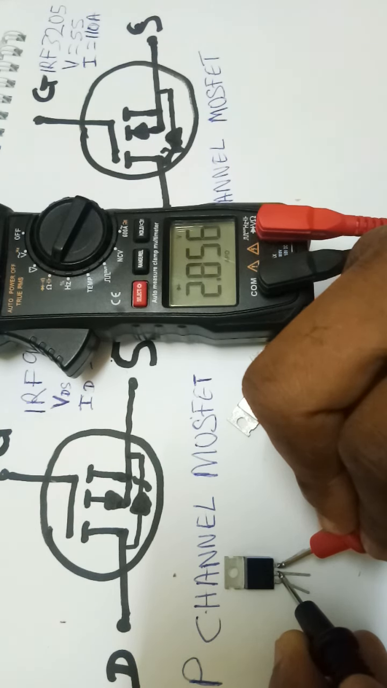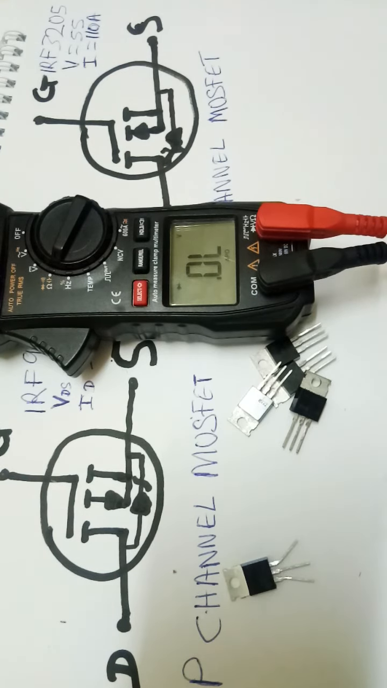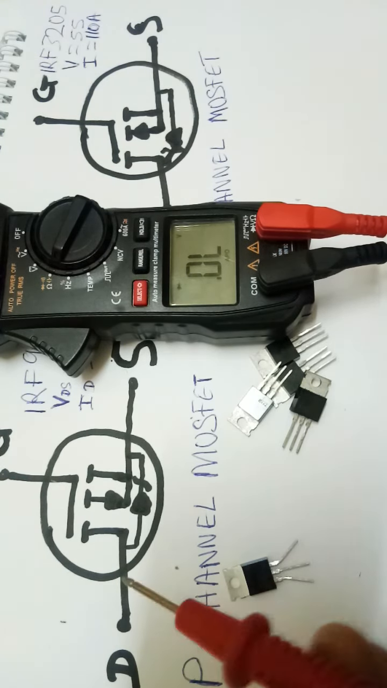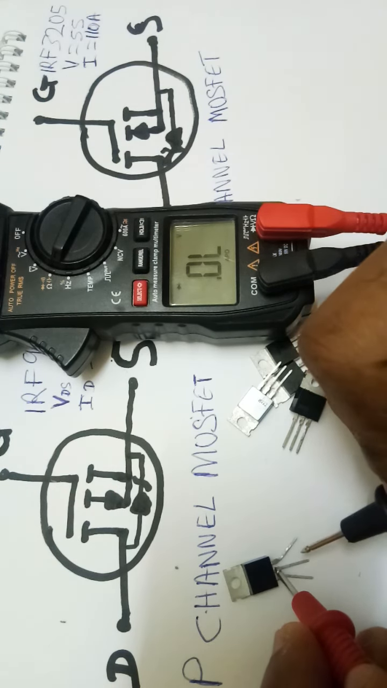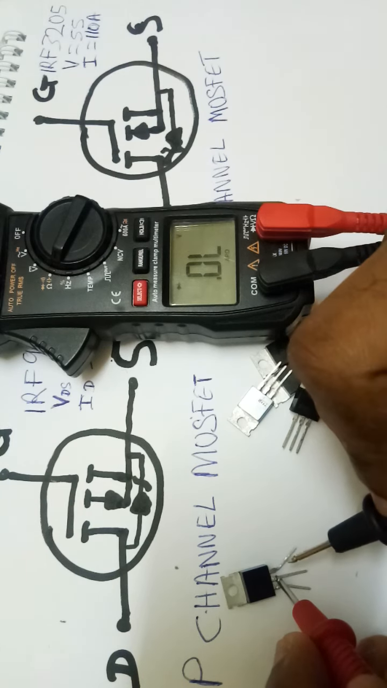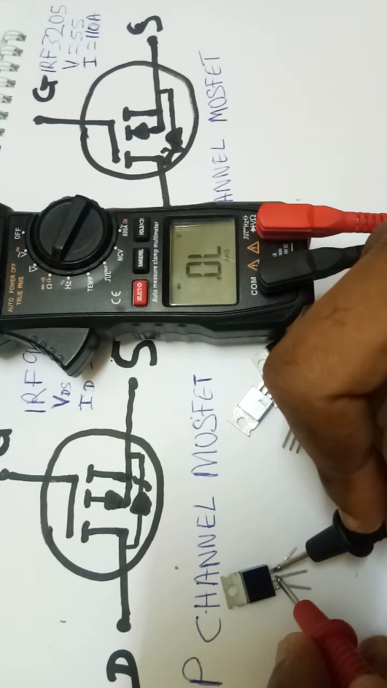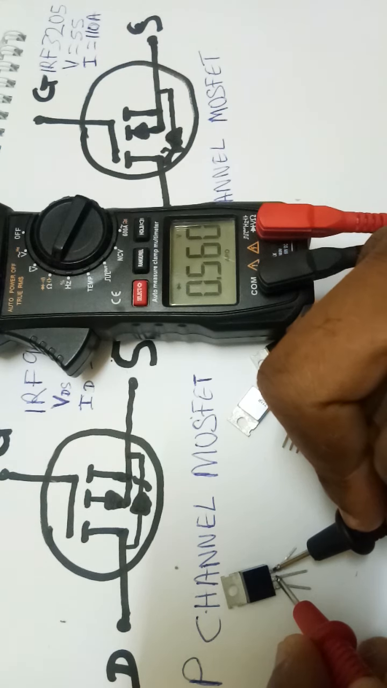So let's turn the probe around. The positive probe on the drain, and the negative probe on the source. As you can see, the reading has fallen between 0.4 to 0.9. The reading is fluctuating. Okay, it is 0.5.